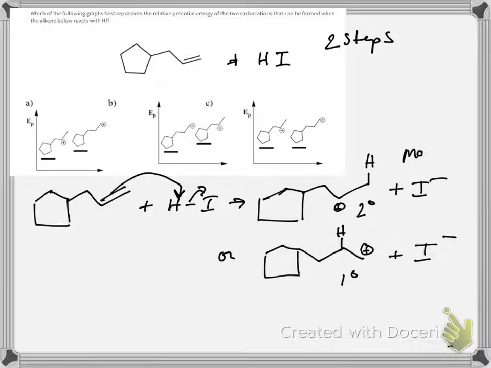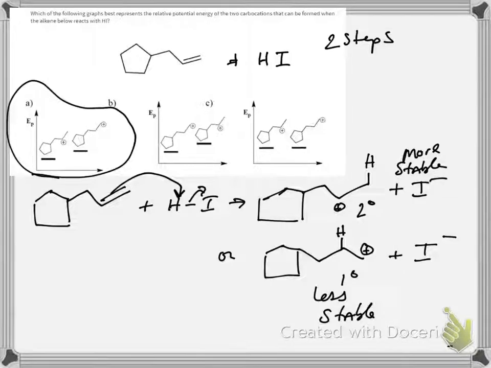So since by induction, the 2nd degree carbon is more stable, the 1st degree carbon is less stable, this is definitely not going to happen because they're not going to be the same energy, and this is saying, is the primary more stable than the secondary, or is the secondary more stable? And that would be correct.